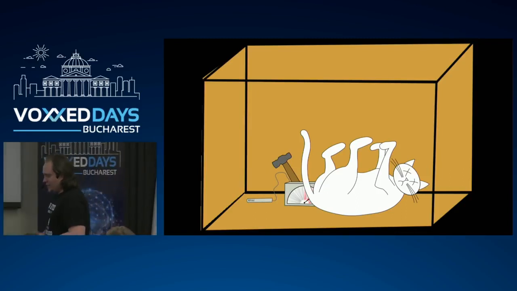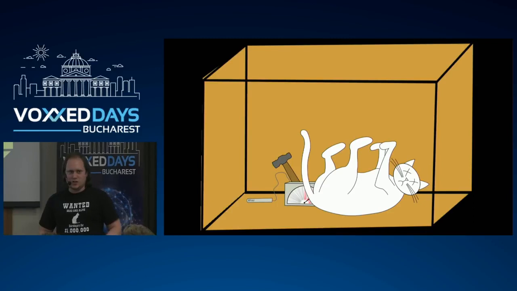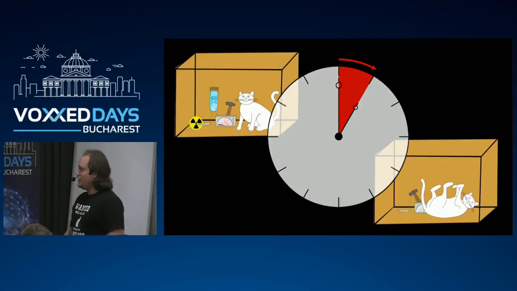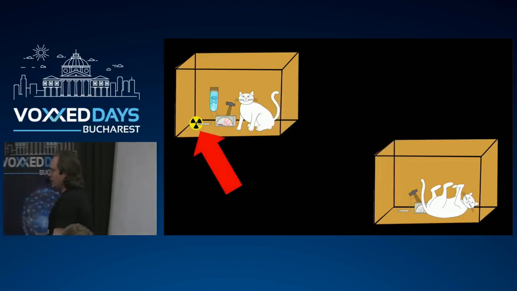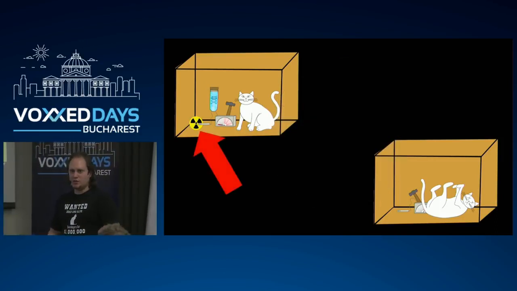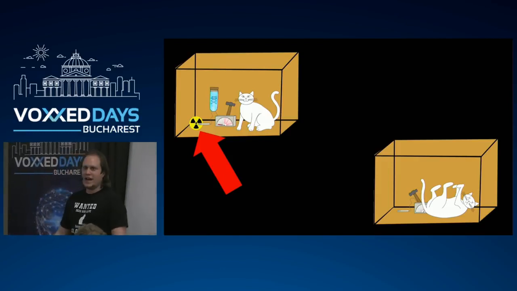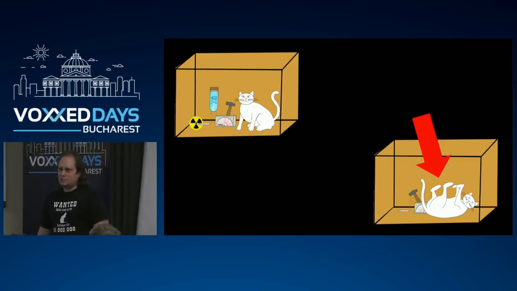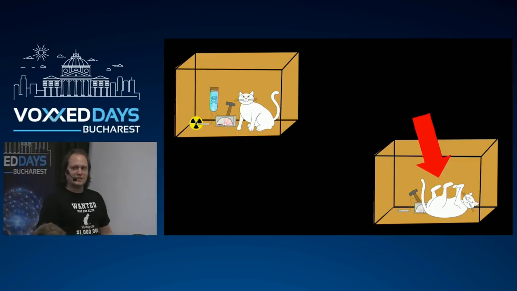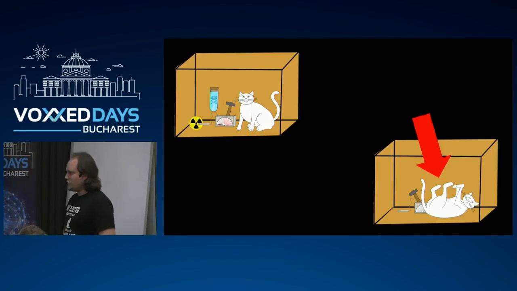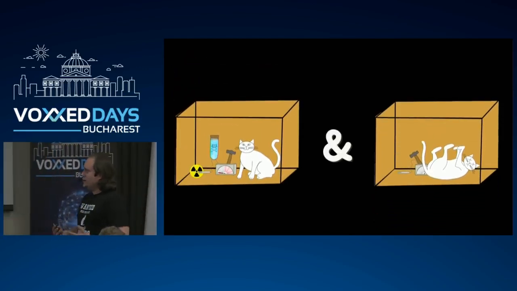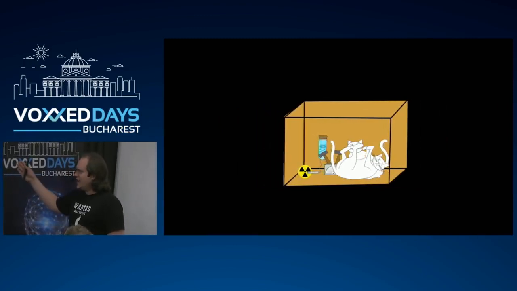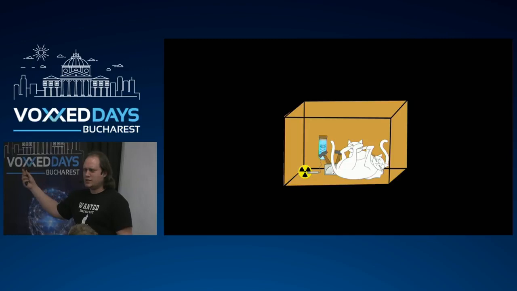So, if we again imagine an hour passes, what are the states that we could have? Well, either the radioactive isotope has not done anything, it's not decayed in any way, and the cat is fine. Or, well, the cat's dead. Two possible states. And according to the Copenhagen interpretation, we could have both of them together. We could have them at the same time. I mean, how can a cat be dead and alive at the same time, right?